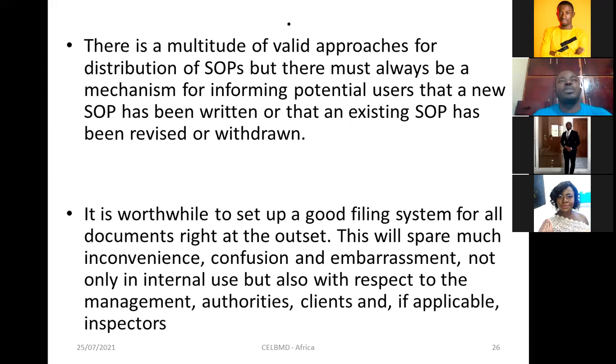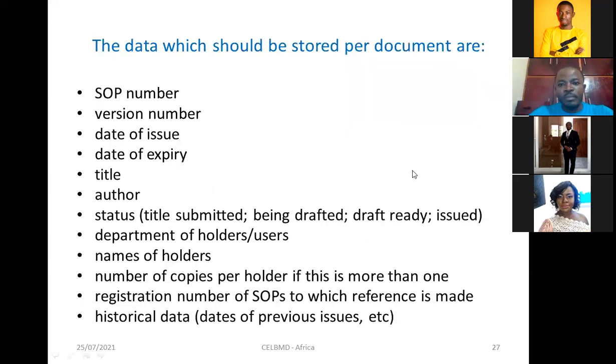Even if SOPs are distributed electronically, of course, nowadays, every organization does that, there should be a central storage system. And every employee should be able to know how they maneuver or peruse these central archives. The data which should be stored in such archives, we've already mentioned quite some of them: the SOP number, version number, date of issue, expiry, etc. And the evolution of the SOPs. An SOP which is in its third review should reflect that this current copy is in its third review.